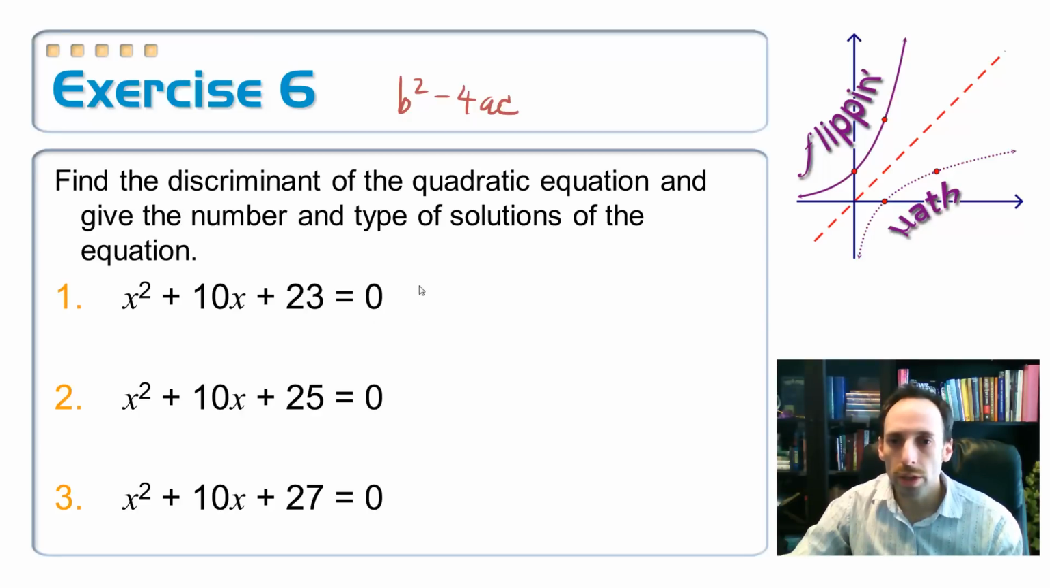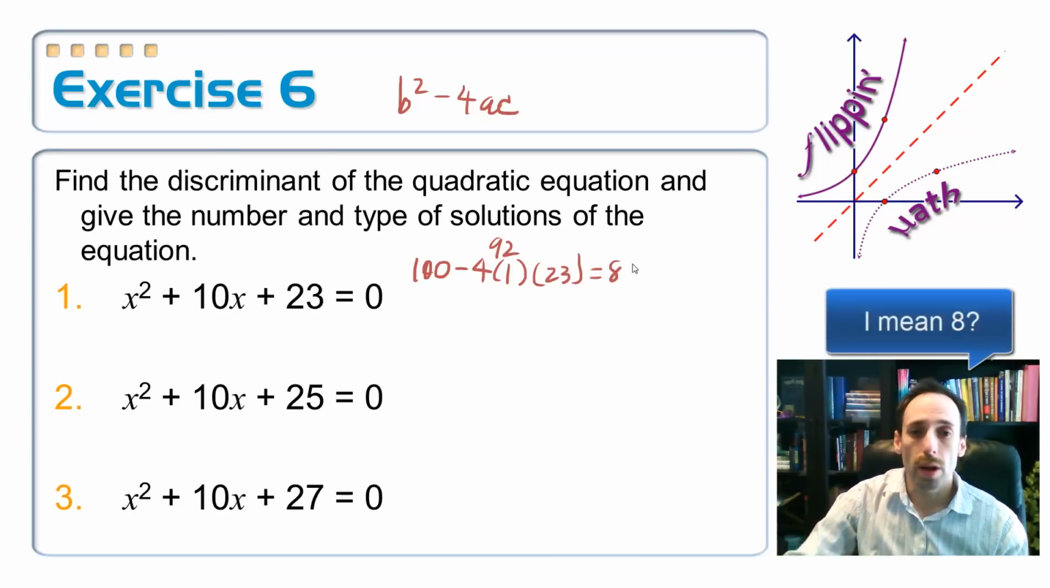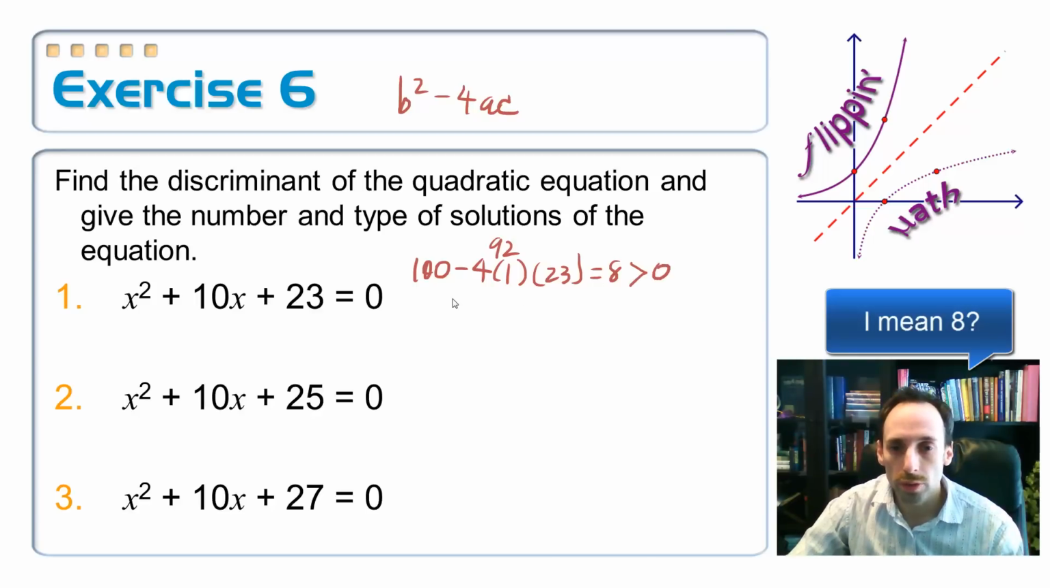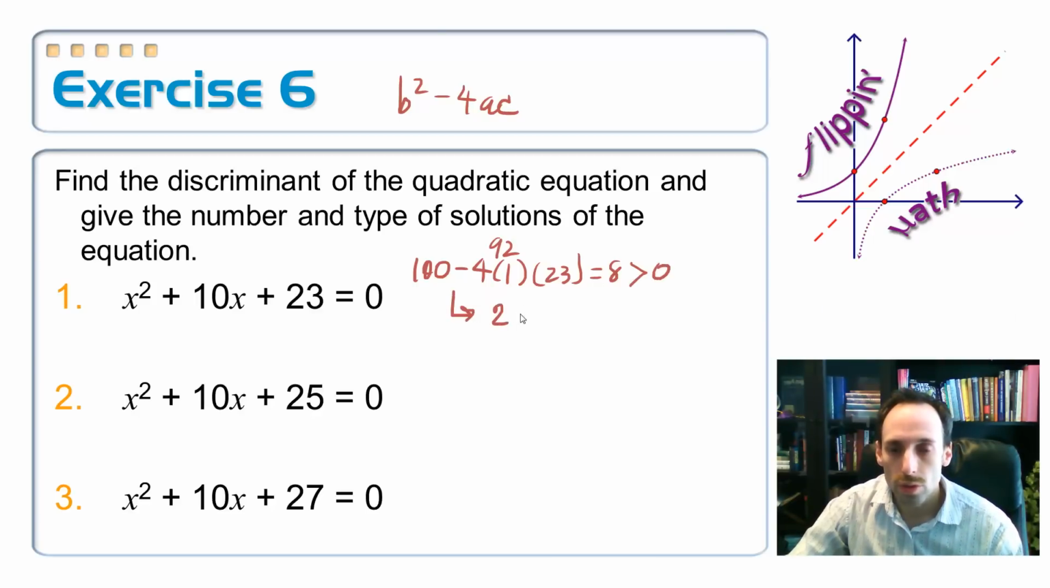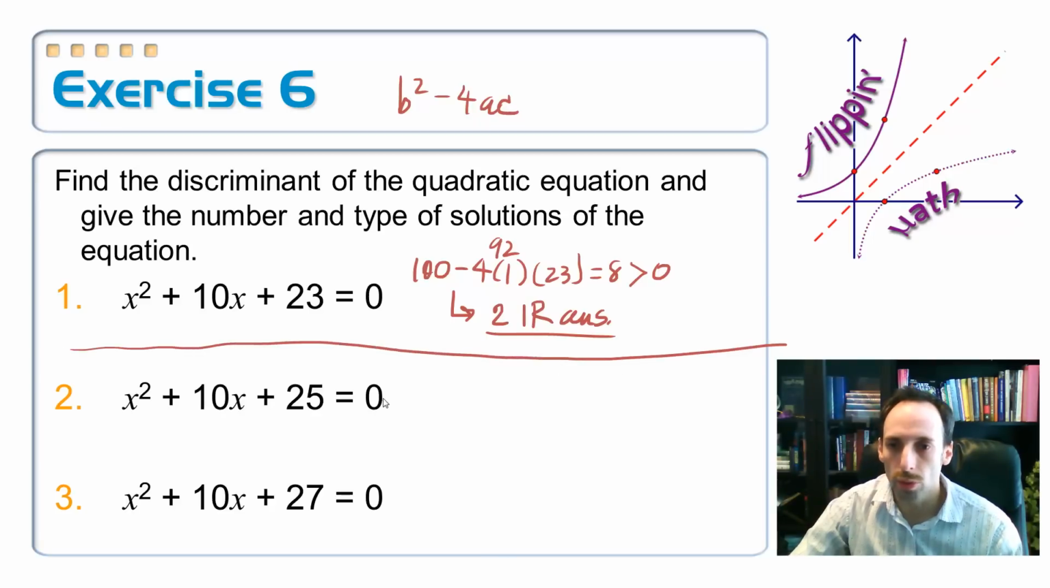Okay, so my b is 10. 10 squared is 100, minus 4 times a, which is 1, times c, which is 23. See, 4 times 23, that's 80 plus 12 is 92. So we get 8. It's a positive number. This means that I'm going to have 2 real answers. Easy enough, right? Okay, next one.